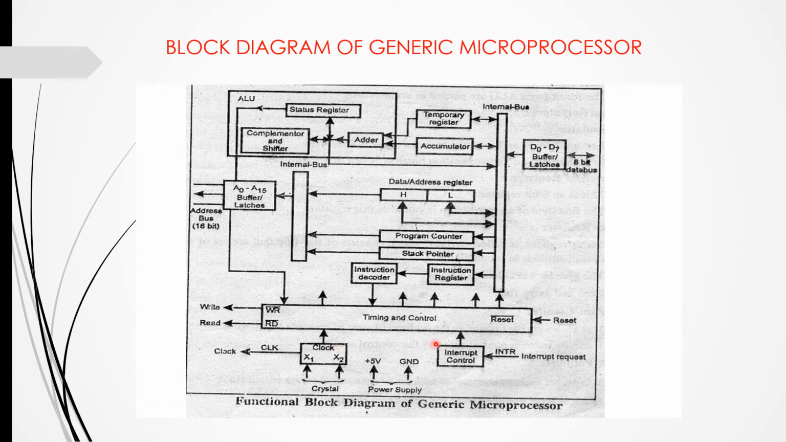This is timing and control unit. This section receives the signals from the instruction decoder to determine the nature of instruction to be executed. Timing and control signals are sent to all parts of microprocessor.